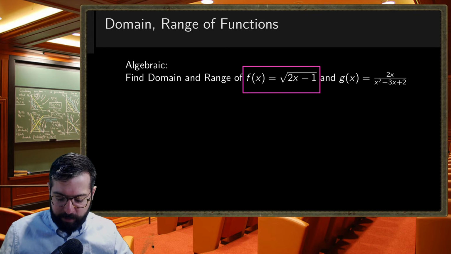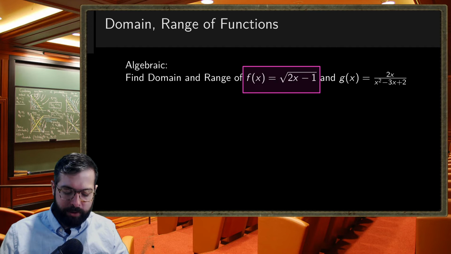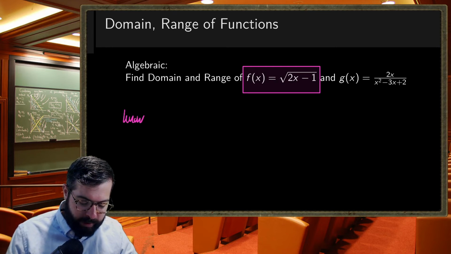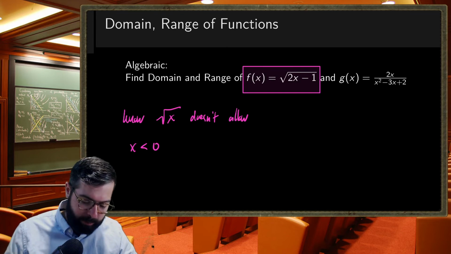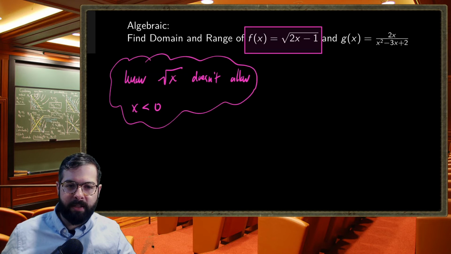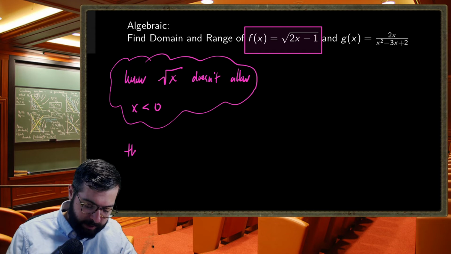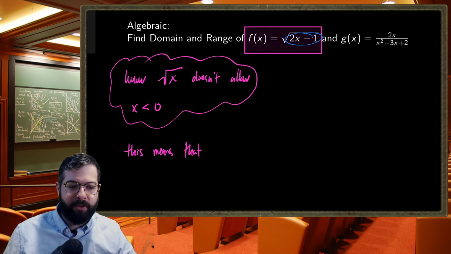So let's focus on this one first. What is not allowed in a square root function? Well, we know that the square root doesn't allow x to be less than 0. We can't have negative numbers inside there. So this is something that we base this idea on. So then for this particular function this means that the inside here, whatever it is, in this case 2x minus 1.